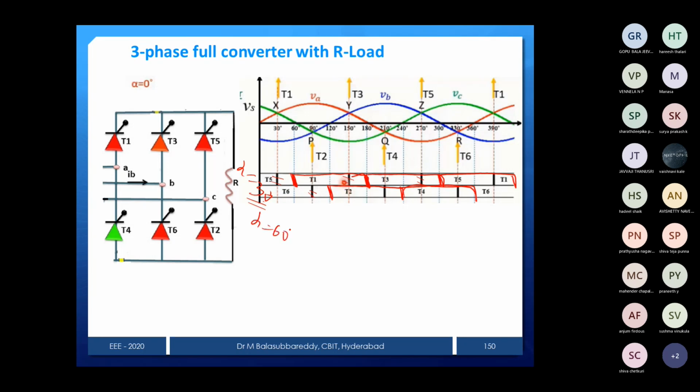Suppose alpha is equal to 60 degrees, what do you have to do? Again you can start here. In all the cases, one more 30 degrees will shift. Instead of here, it will start here, like that. So that is the way we have to change the firing pulses.